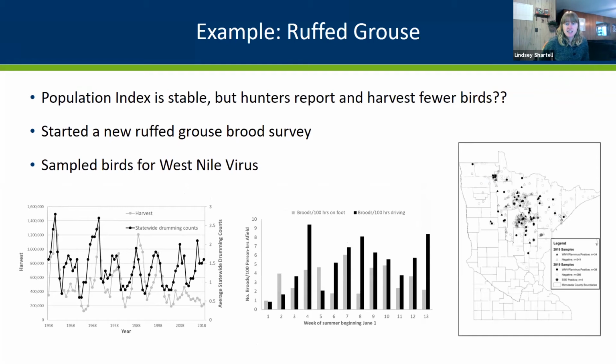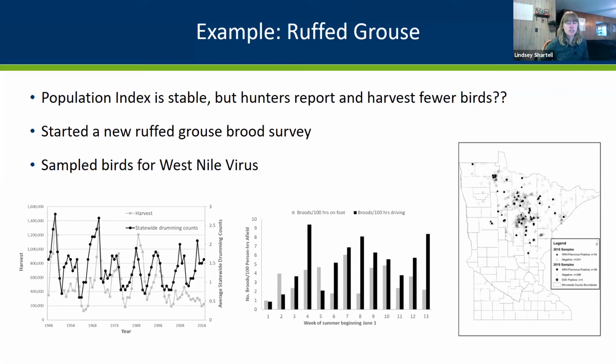So if the population index says the population is stable, why do hunters report and harvest fewer birds? The graph in the left corner shows the decline in harvest numbers over the past 20 years in gray. Could it be due to the fact that hunter numbers are also declining, or are there fewer younger birds to harvest in the fall? Findings like this spark the need for further research.